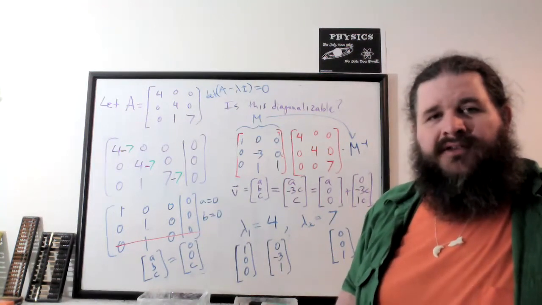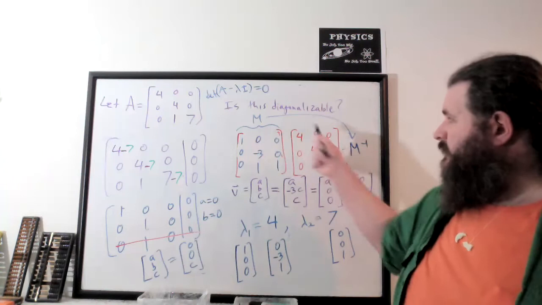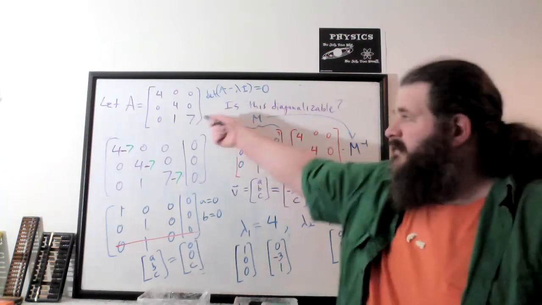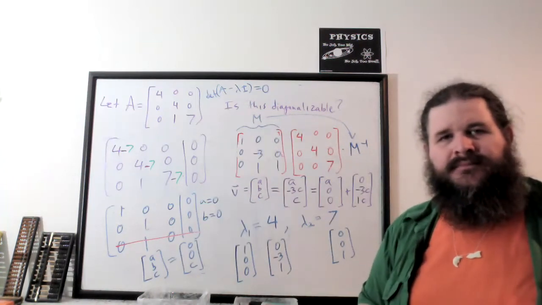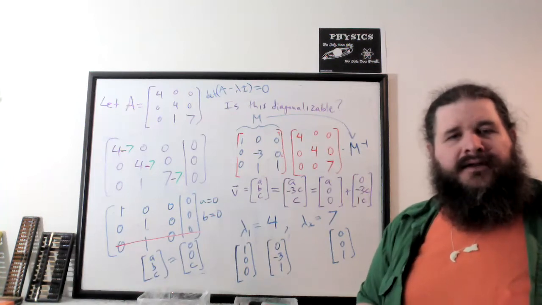And as always, you can check your answer by multiplying it back out. Multiply M times D, then multiply that times M inverse. We should get back to the original matrix A. Perfect. Thank you. Any other questions on that?